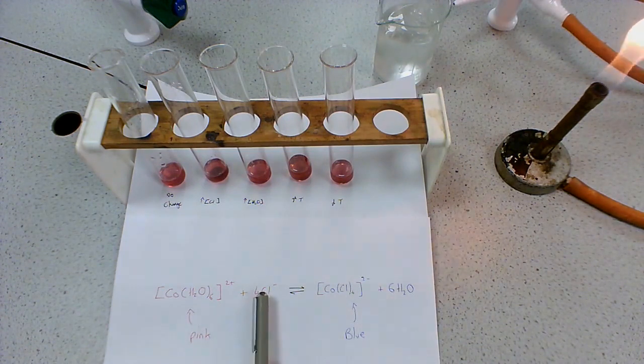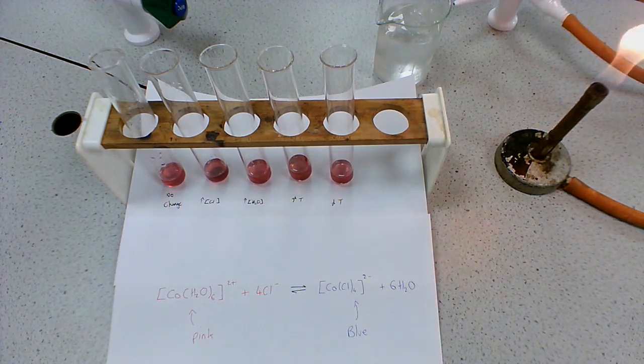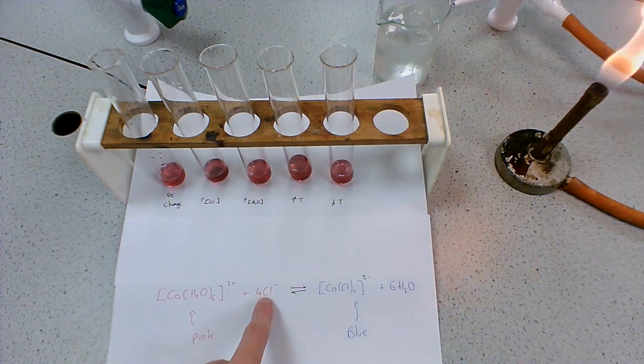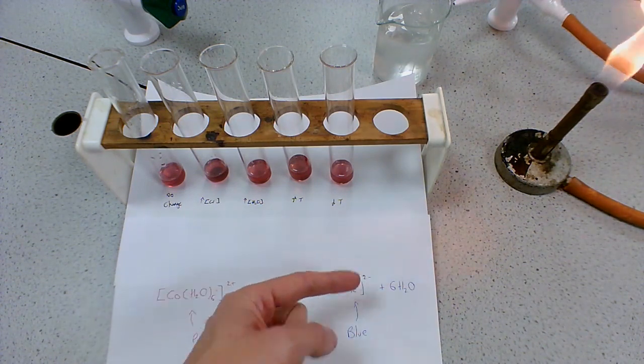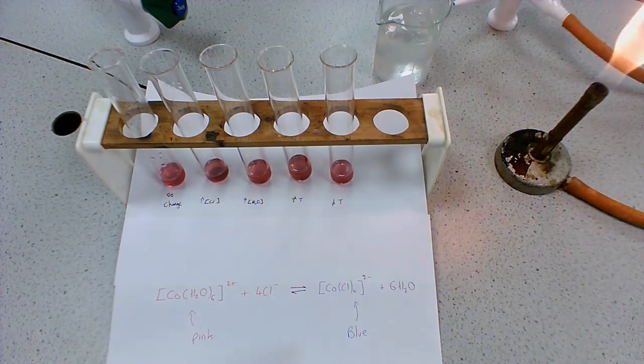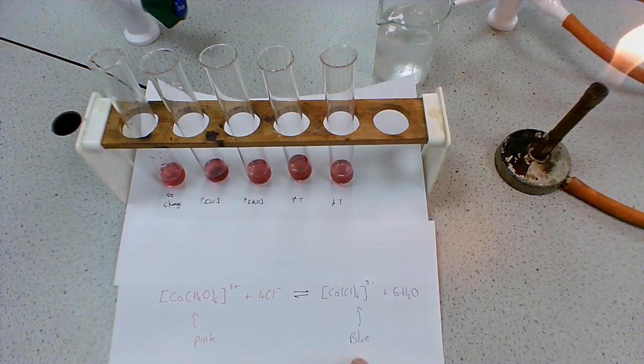So if I were to increase that, the dynamic equilibrium will want to do the opposite. It will want to decrease it. And the only way it can decrease the concentration of those chloride ions, if I increase them, is to use them up by favouring the forwards reaction, using them up and forming cobalt chloride. So we would expect, if I increase the concentration of chloride ions, the equilibrium will shift to the right to counteract that change, and what we will see is it going more blue.